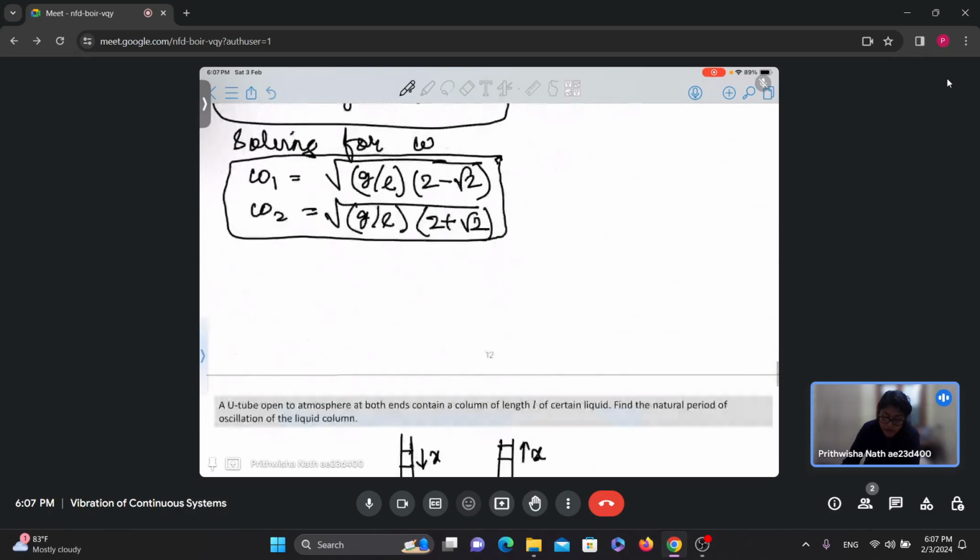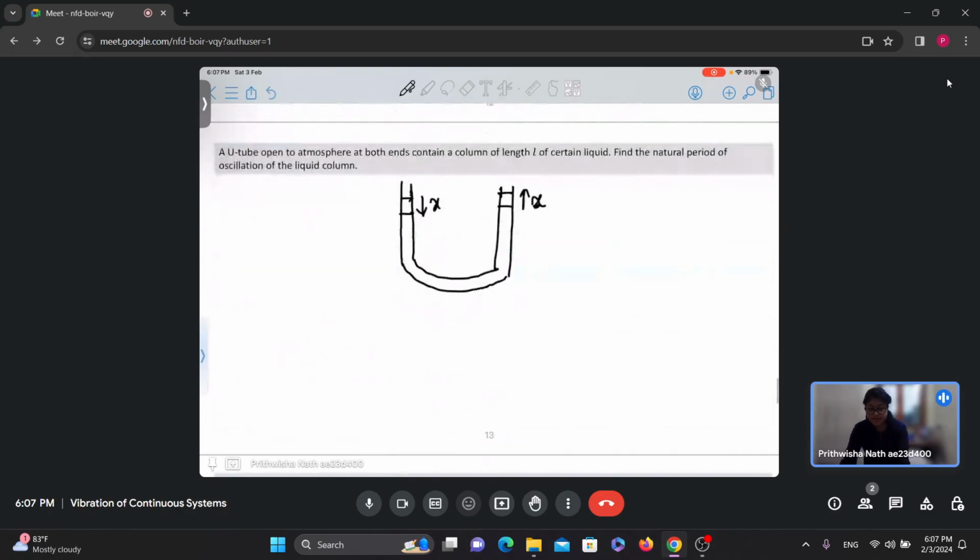So moving on to the next problem, it says a U-tube open to atmosphere at both ends contains a column of length L of certain liquid. Find the natural period of oscillation of the liquid column. So as it can be seen, it is a U-tube and it has a liquid column of length L, and we are asked to find the natural period of oscillation. So how can we solve this question?